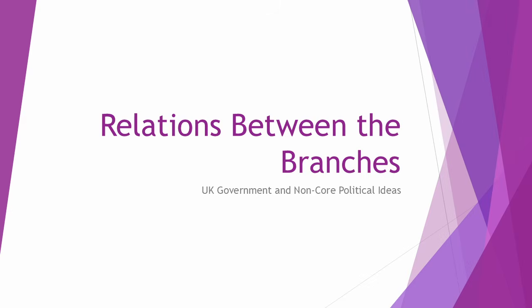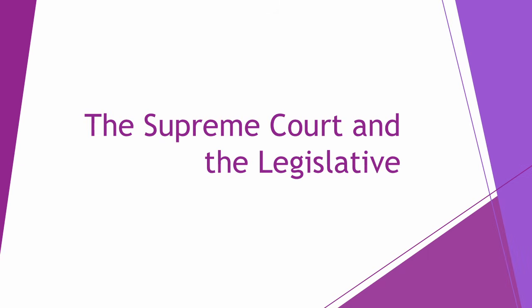There are three branches of the government: the executive, the legislature, and the judiciary. Each branch interacts and influences the other differently. The role of the Supreme Court is to act as the highest court of appeal in the United Kingdom, ensuring that laws are applied correctly and protecting the rule of law.